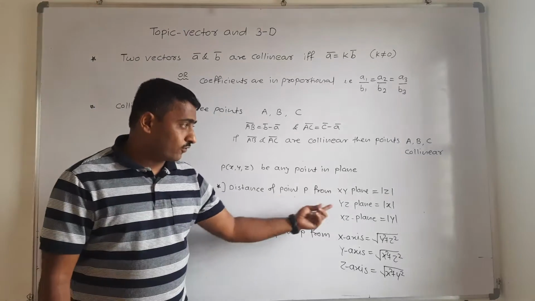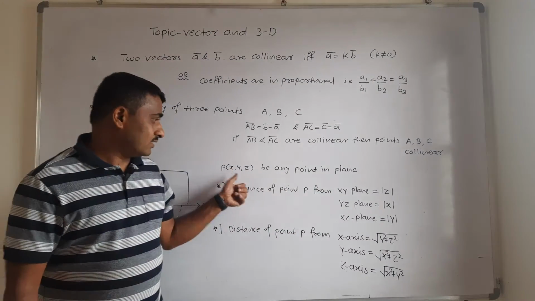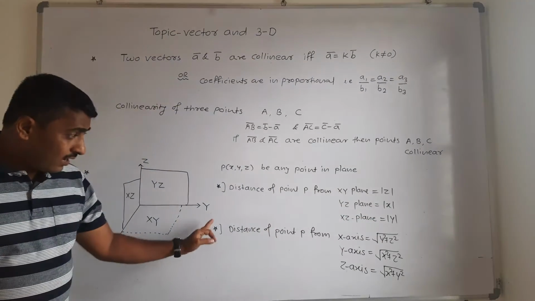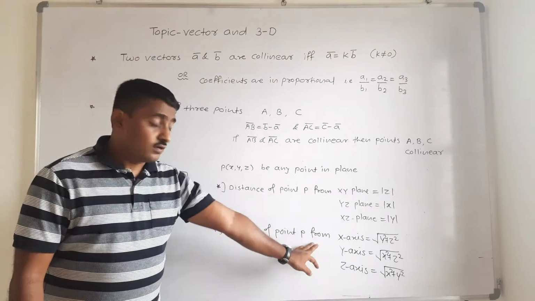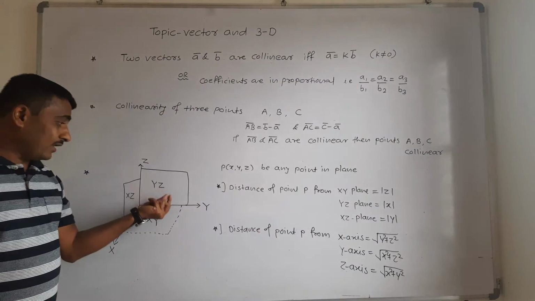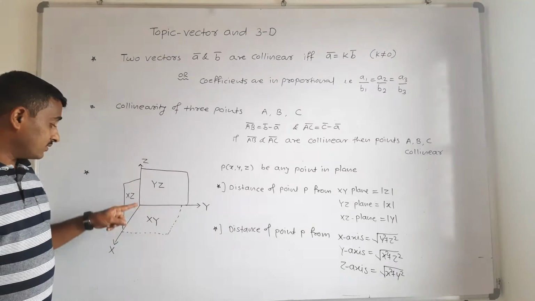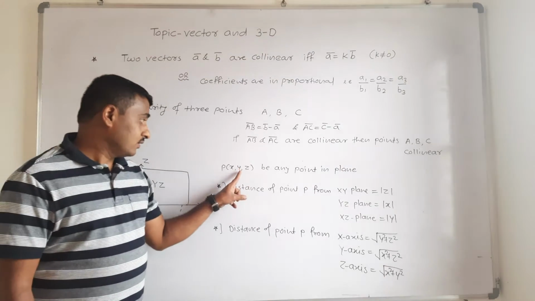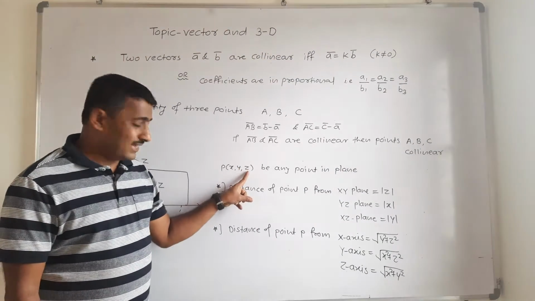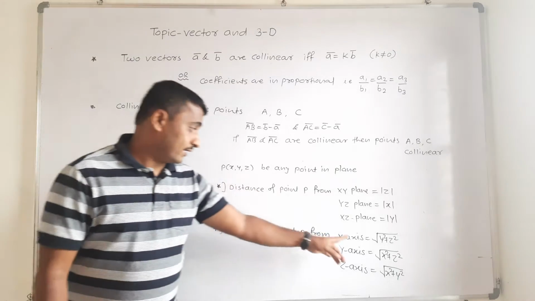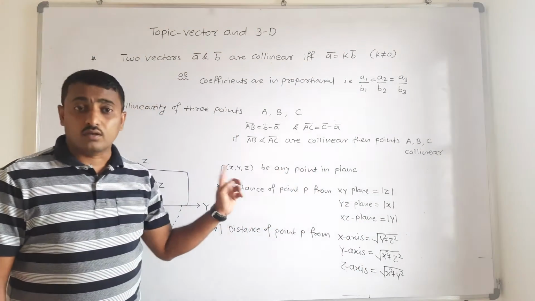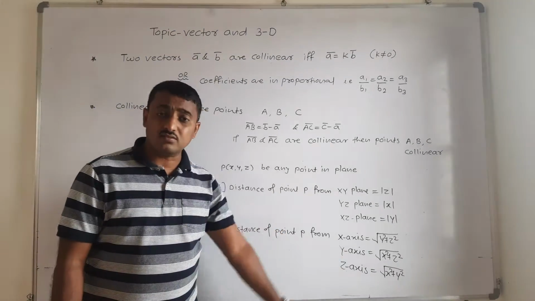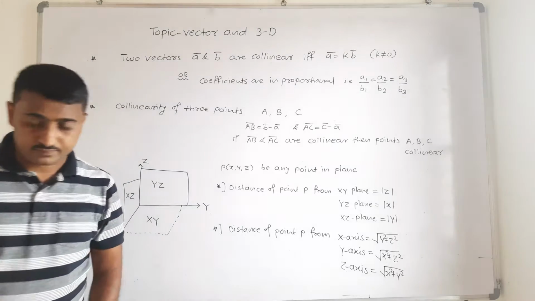Distance of the same point from yz plane, then check x coordinate, that is modulus x, and from xz plane it is modulus y. Again same point, distance of a point P from x axis, स्पेस मध्ये असणारा एक पॉइंट, त्या पॉइंटचं x axis पासूनचं डिस्टन्स, just taking square root of y square plus z square, that is distance of that point from x axis. Then from y axis square root of x square plus z square, and z axis square root of x square plus y square.